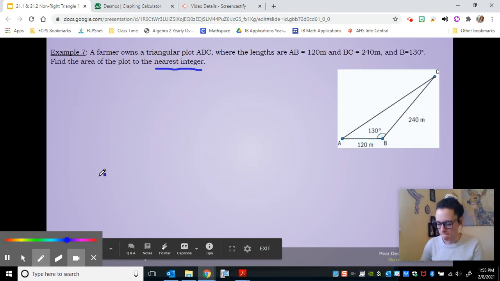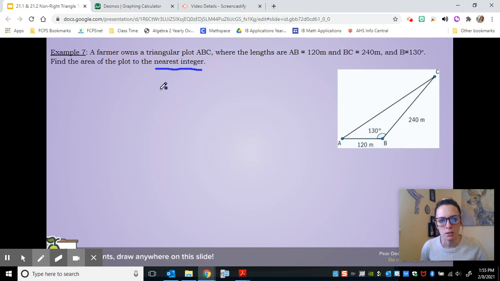So I'm looking at the area equaling 1/2 times one side, and it doesn't matter which side, times the other side, times the sine of the angle between them, in this case 130 degrees.